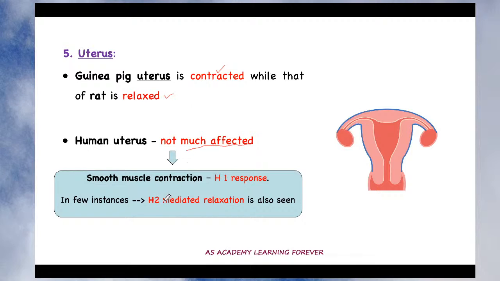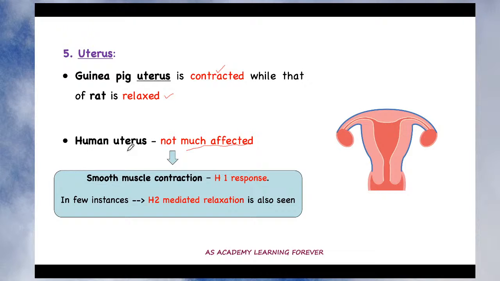H2. And when histamine binds to the H2 receptor, what does it produce? It produces relaxation. Whereas in the human uterus, a negligible number of histaminergic receptors are present. Since a negligible number of histaminergic receptors are present, it does not produce much effect on the human uterus, right? So this is what we have seen with reference to the uterus.